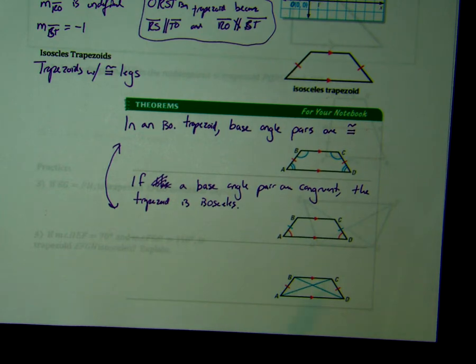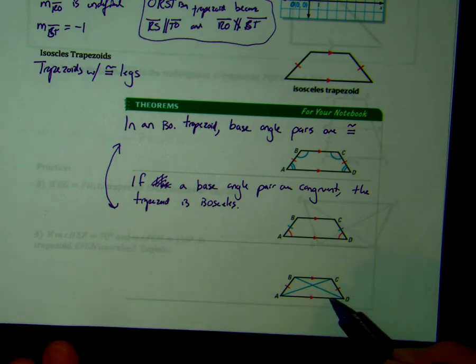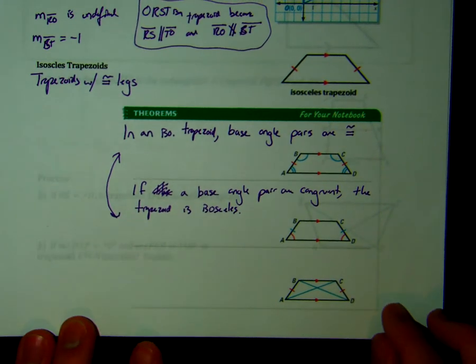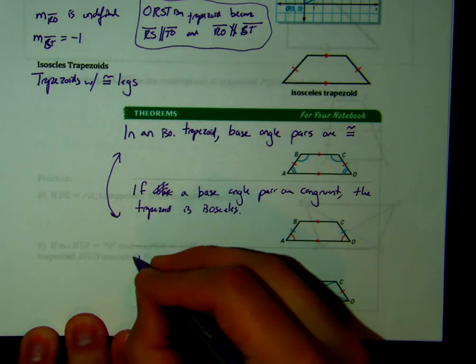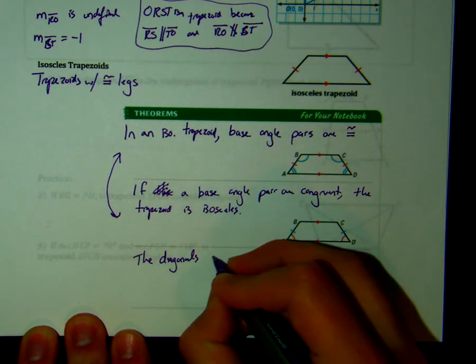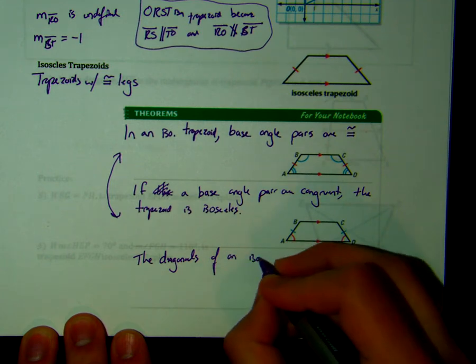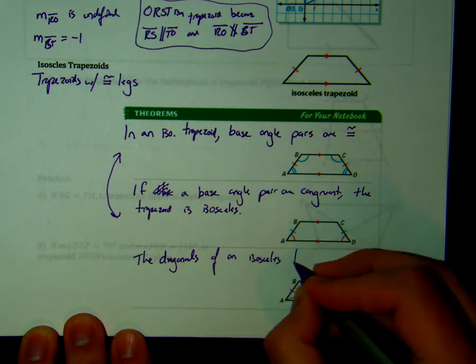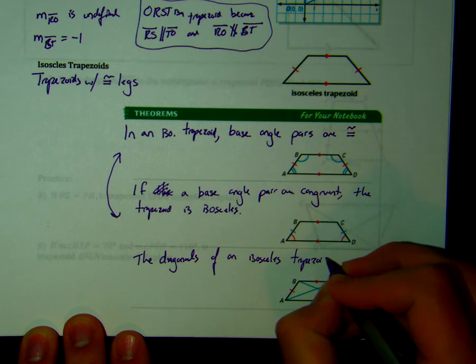The last thing here, and this is when things start to kind of bleed together and get a little difficult: the diagonals of an isosceles trapezoid are congruent.